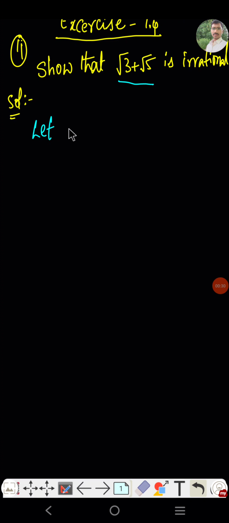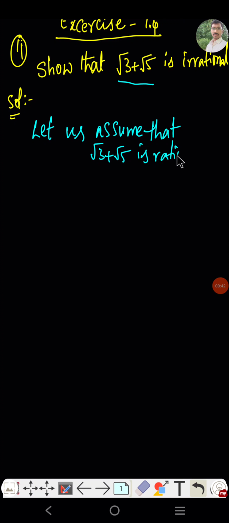Let us assume that root 3 plus root 5 is rational. A rational number is compulsorily of the form p by q. So root 3 plus root 5 is of the form p by q, or a by b, anything. Now I am writing a by b. Rational means compulsorily it is of the form p by q.